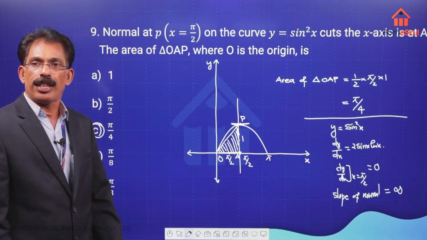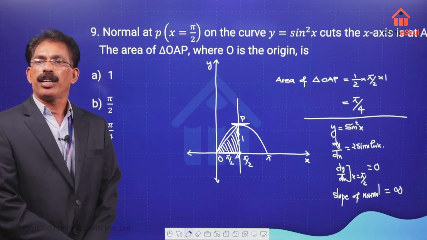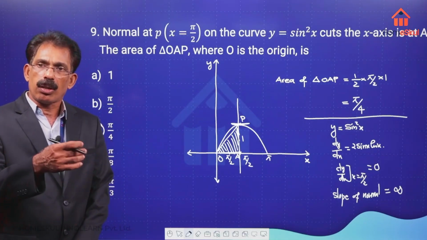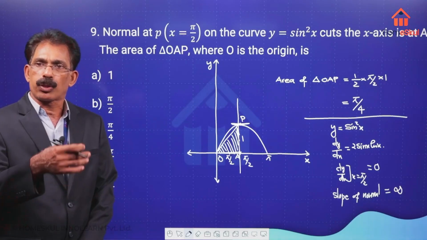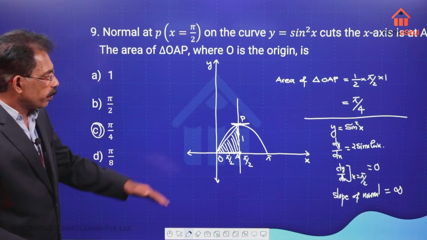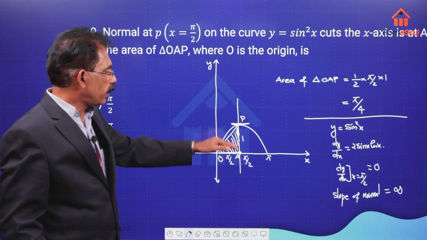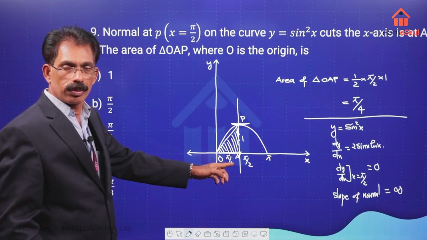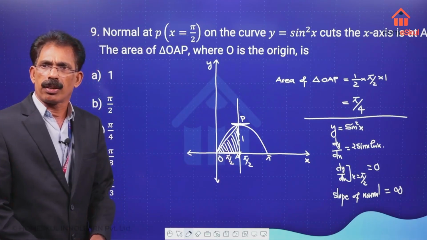Okay? Ganesh, clear? I can do the question by the direct method, find the slope of the normal and take the equation. But in this case, x is pi by 2 there. The tangent is parallel to the x-axis, so definitely the normal is perpendicular, parallel to the y-axis.